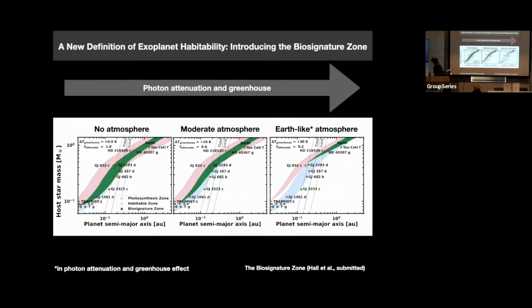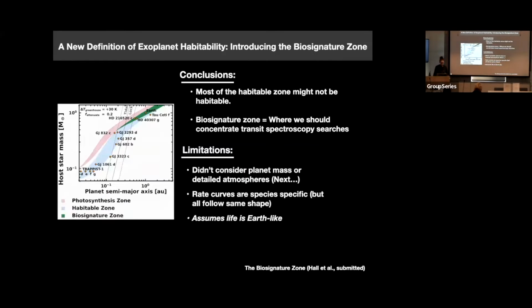For an Earth-like atmosphere, where you have a greenhouse effect of 30 Kelvin, and only 20% of the photons that are incident at the top of our atmosphere make it down to the surface of the Earth. So you've got a greenhouse, you've got this attenuation. What happens here? So say Earth-like, only in photon attenuation and greenhouse effect, disclaimer. You have this really narrow sliver here where you could expect to find photosynthesis. So, conclusion, most of the habitable zone might not be habitable.